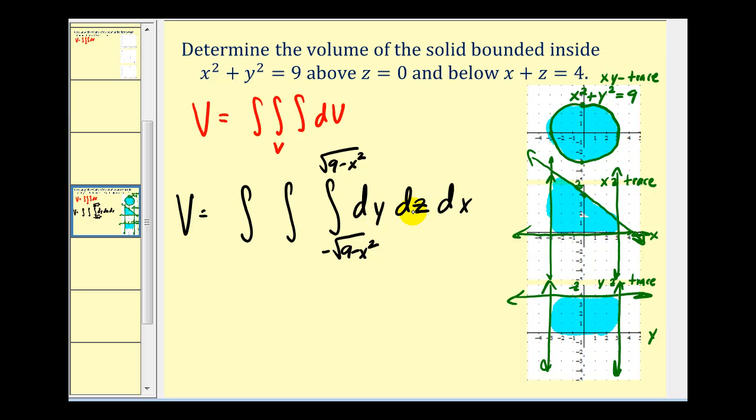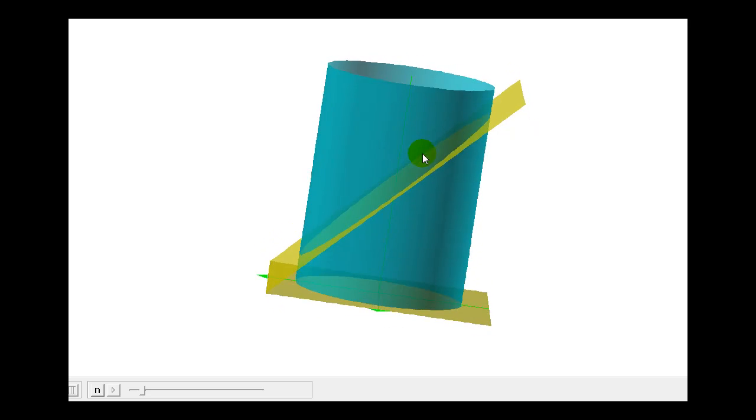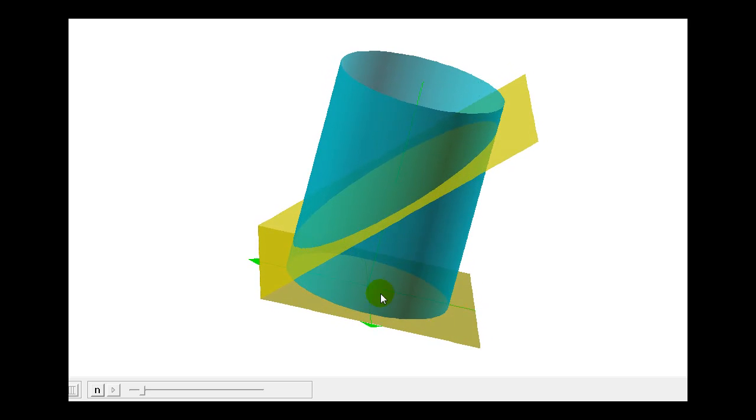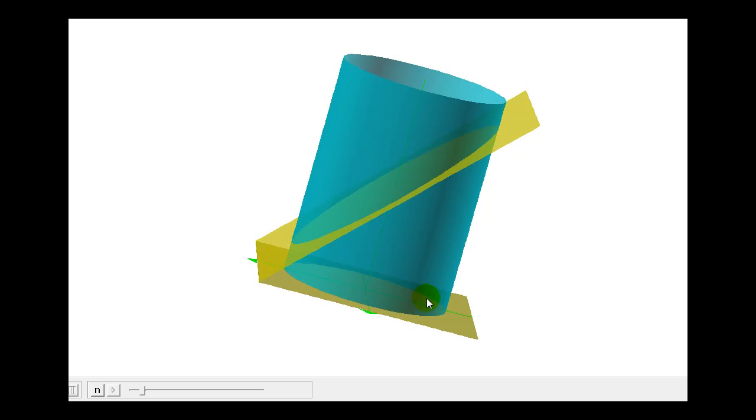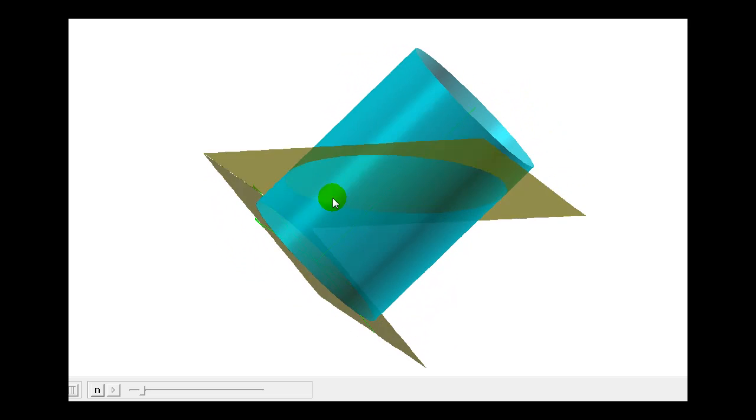So the limits of integration for z, looking at this trace here, would be from 0 to this line. So we'll start at 0, and the equation of this line here was the equation x plus z equals 4. Solving this for z would give us 4 minus x. And then for x, the interval will be from negative 3 to positive 3 as we see here, as well as we see here. Before we start, let's go ahead and take a look at this three-dimensional region in space. The region we're looking for is underneath this slanted yellow plane, inside this blue cylinder, above the xy plane. So we're looking for the volume in this region here.